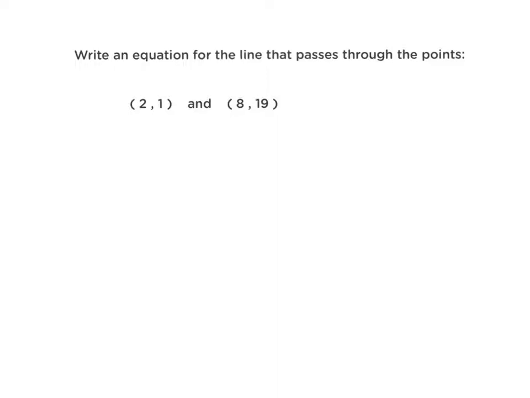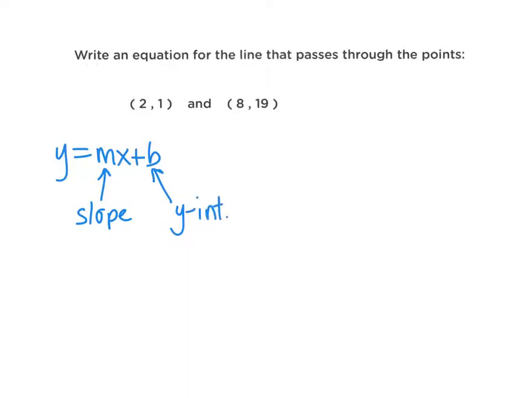All right, when we have to write an equation for a line that passes through 2 points, there's two things we need to write any equation. Because when we look at the standard form of an equation, we're thinking of it as y equals mx plus b, where m represents our slope and b is our y-intercept. So we need those two pieces of information so we can put them into the correct spot in our equation.